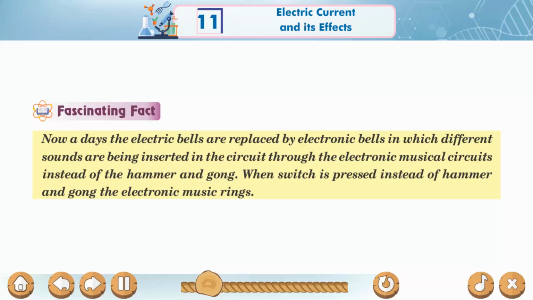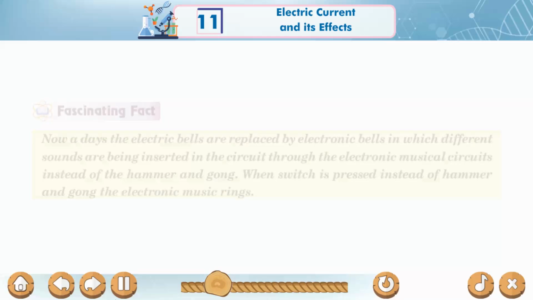Fascinating fact. Nowadays, electric bells are replaced by electronic bells in which different sounds are inserted in the circuit through electronic musical circuits instead of the hammer and gong. When the switch is pressed, instead of hammer and gong, the electronic music rings.